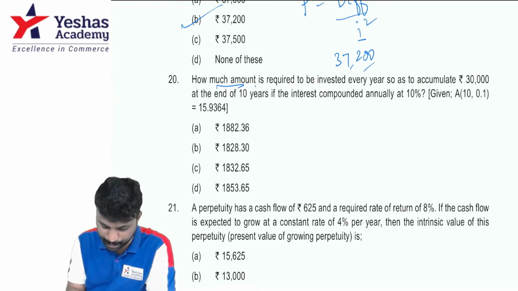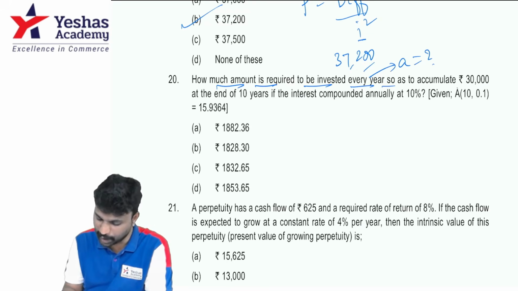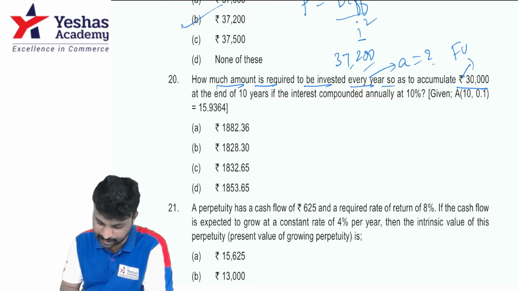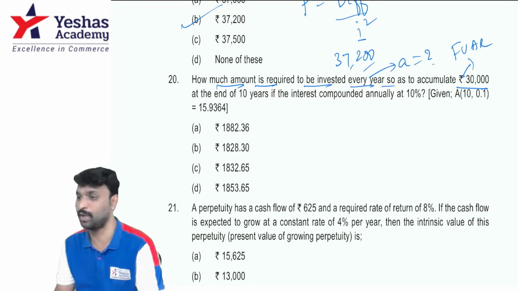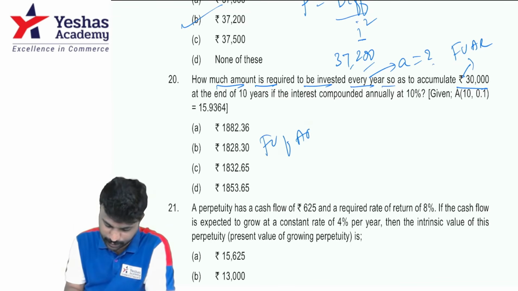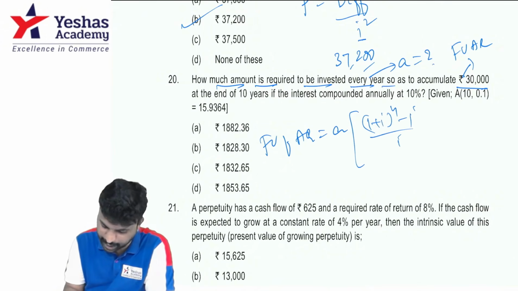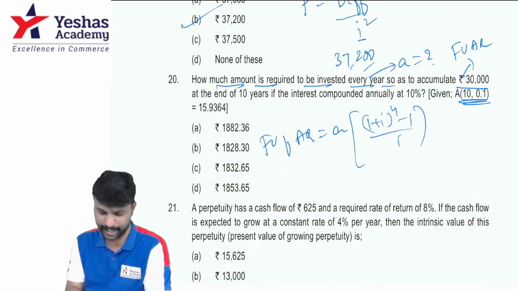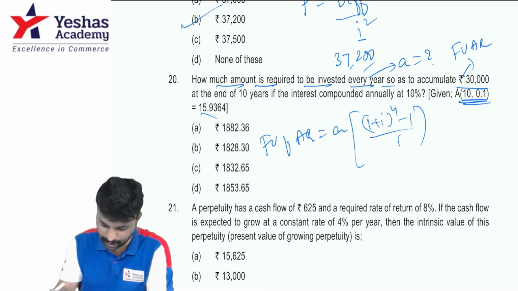How much amount is required to be invested every year? That means annuity we are asked to find to accumulate 30,000. That means this is future value. Is it regular or is it due? It is regular, right? Because they have not specified starting from today. So FV of AR is what I need to use. So A into 1 plus I whole power n minus 1 divided by I. Guys, if you are not sure what it is, don't take the risk. You can always compute.